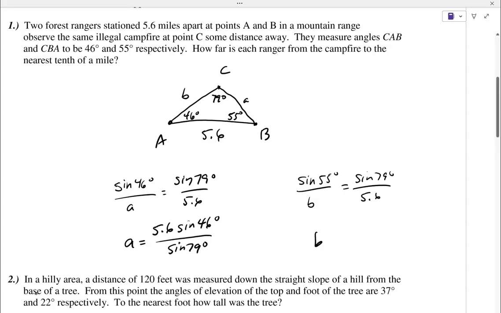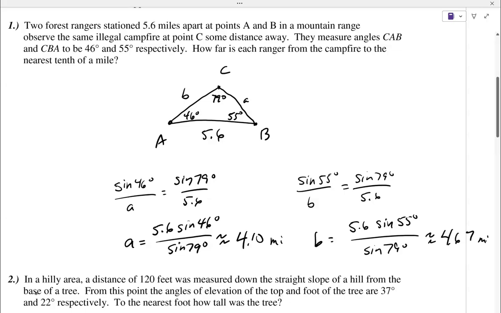The other one's going to look like 5.6 sine of 55 degrees over sine of 79 degrees. Anybody get those values? I got A is 4.10. Say it again. 4.10, is that what you said? Yep. Okay. And B? 4.67. Both of these should be in miles, since the 5.6 was given in miles.